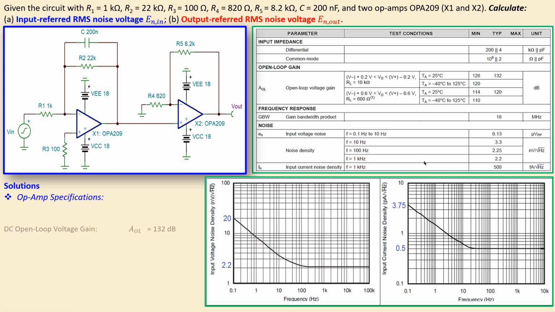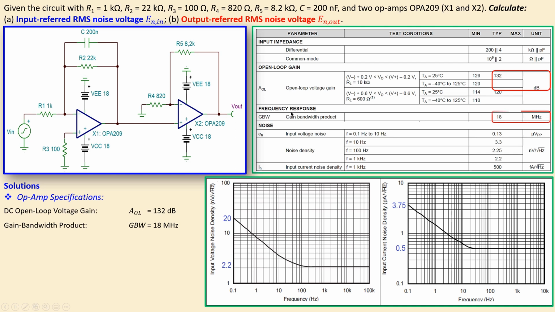What you see here, for example, is the DC open loop voltage gain, which is given by this symbol. It has a value of 132 dB, and you can see that in the table here, which is the open loop voltage gain. The gain bandwidth product is in this case 18 megahertz for this op-amp. You can see that here in this frequency response part. This is a very important parameter for our noise analysis.